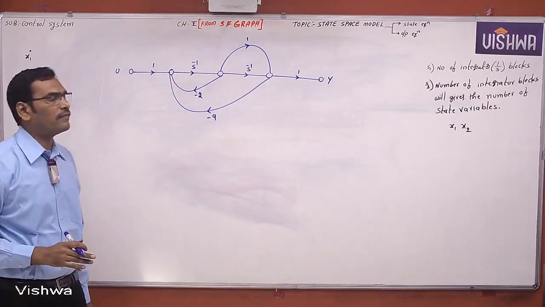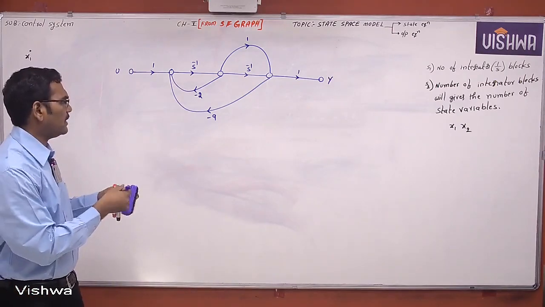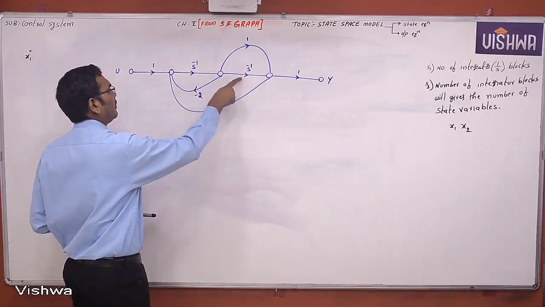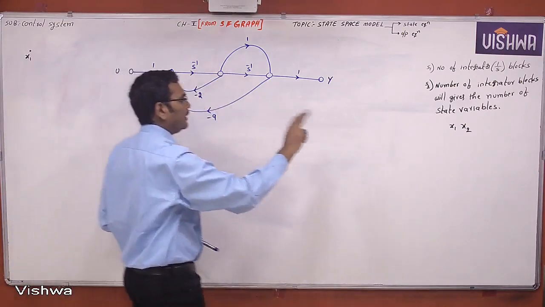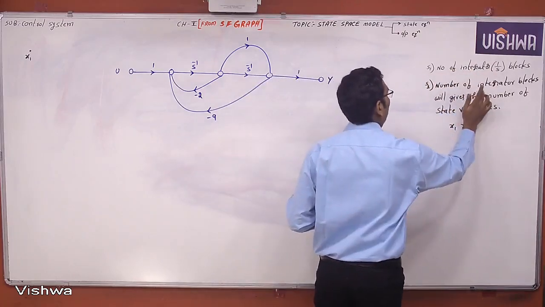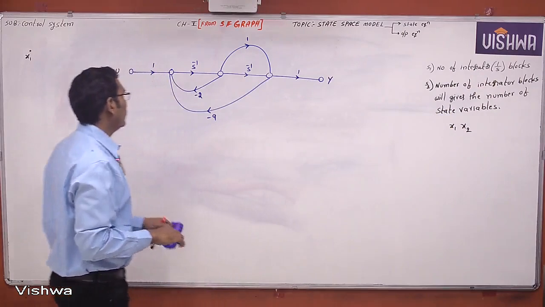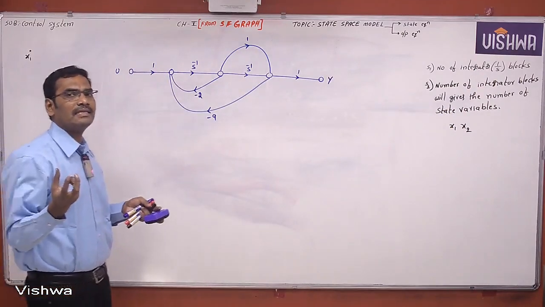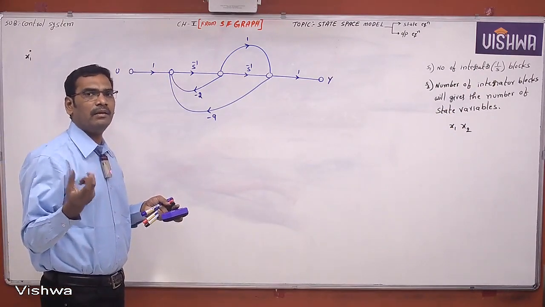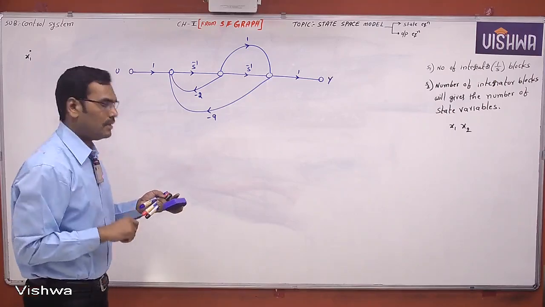Now this is the signal flow graph diagram which is given to you. Identify the integrator blocks, s power minus 1. There are 2 integrator blocks. The number of integrator blocks gives the number of state variables, so 2 integrator blocks, therefore 2 state variables. Now there is a summing point. Here the node will be acting as a summing point.